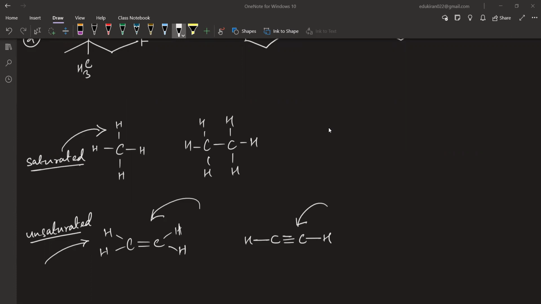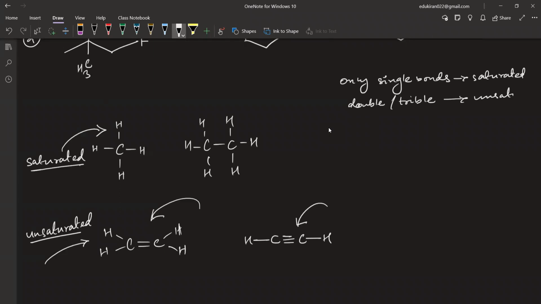Now, a simple thing that I can say to you is if there are only single bonds, then it is going to be saturated. If there is either a double bond or a triple bond in any one of the carbons, then it is going to be unsaturated. Is this clear now? Fahad, yes or no? Please tell me.